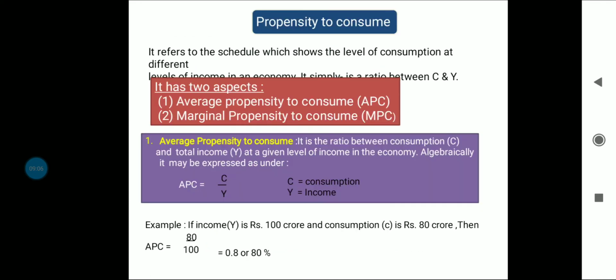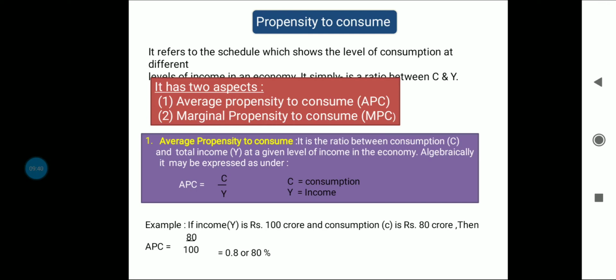Now moving on, we'll talk about the propensity to consume. As I have told you, propensity means the relationship between consumption and income. It shows the functional relationship. It refers to the schedule which shows the level of consumption at different levels of income in an economy. It simply is a ratio between C and Y.